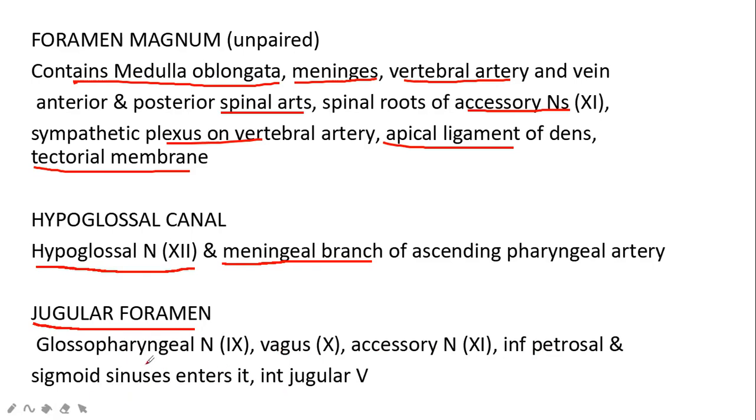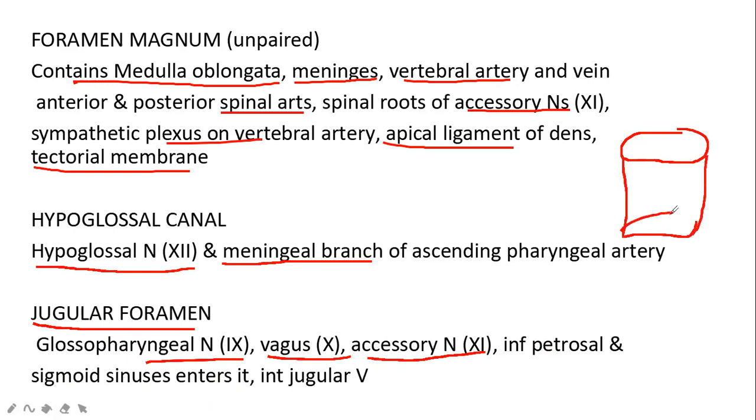So it transmits cranial nerve number 9, 10, 11, and the inferior petrosal sinus and the sigmoid sinus, as well as the internal jugular vein. Let me explain this part. You have the jugular foramen at this part. And I want to explain this whole principle about these sinuses. We'll do them later on in terms of venous drainage of the cranium.